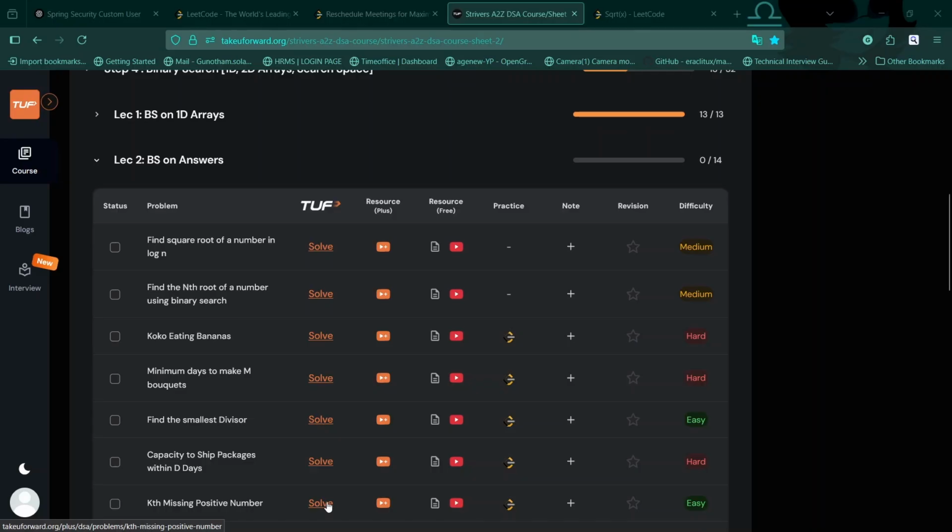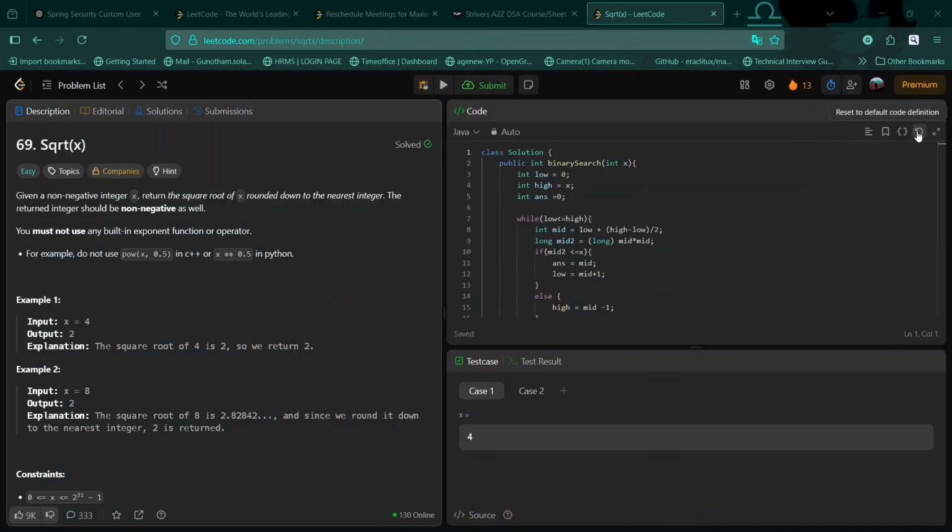Today we will be starting the binary search and answers section in this driver sheet. So the first problem is on finding the square root of a number in log n. So here is the question.